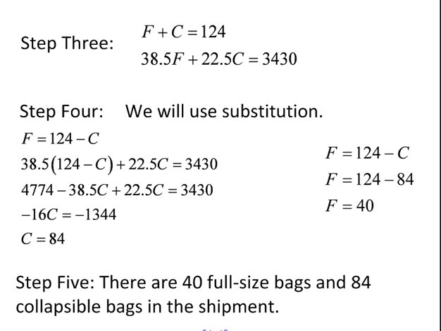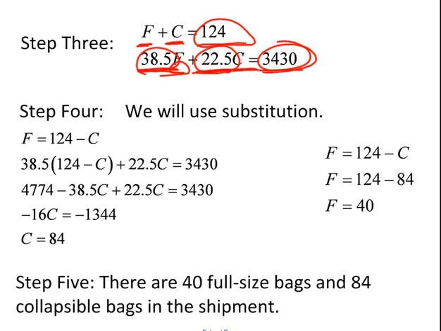All right, so actually writing the equations. Remember, this is the amount plus amount is total number of bags. The second equation, this is the rate times the number of full-size bags, rate times the number of collapsible, and this is a cost. This is a money amount. So the $38.50 was money, the $22.50 is money, the $3,430 has to go with the money.